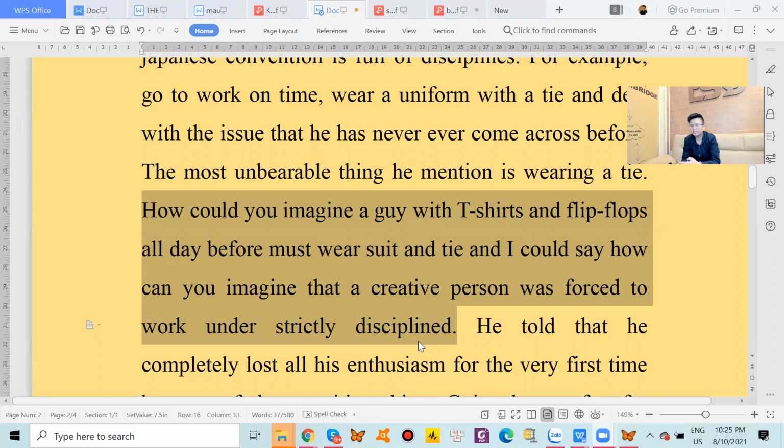So right here, here comes the final piece of this sentence: correction in grammar and correction in pronunciation. Let's start. First of all, let's repeat together. Imagine flip-flops, suit and tie. Creative person is forced in strictly disciplined system.